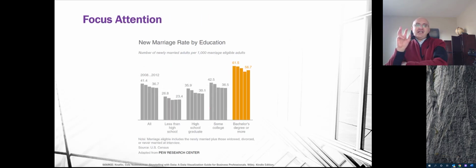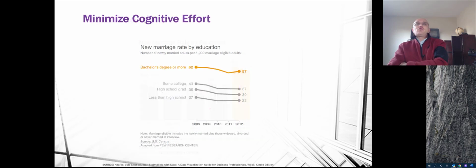Here, it wasn't as direct at getting to that conclusion, but because we rearranged it to make a line graph, we can then minimize the cognitive effort required to pick up on that story. And that's one of the great benefits of visualizations, is we can minimize the cognitive effort in helping people understand the important information in the data.